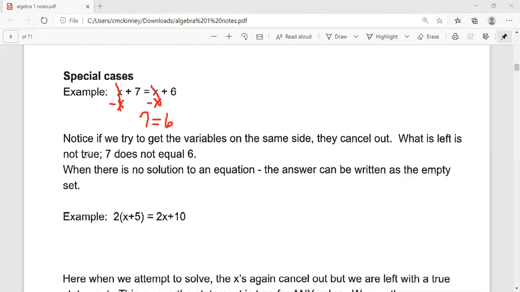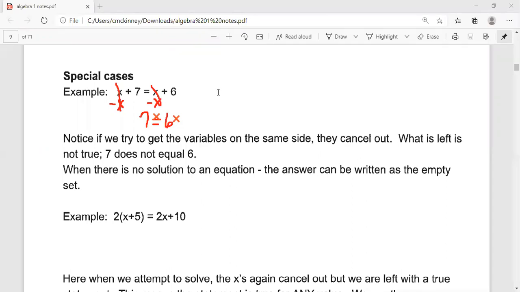So that's what I spelled out here below. If we try to get the variables on the same side, they both cancel out. What's left is not true. What's left just isn't a true statement. And so when there is no solution, like this would be no solution.